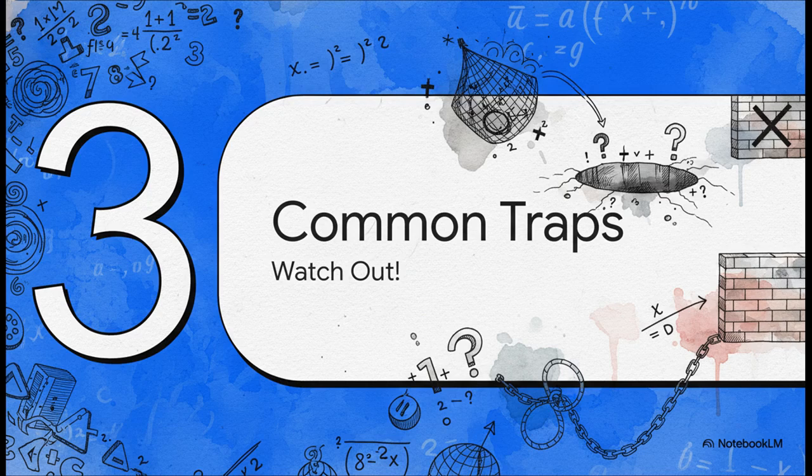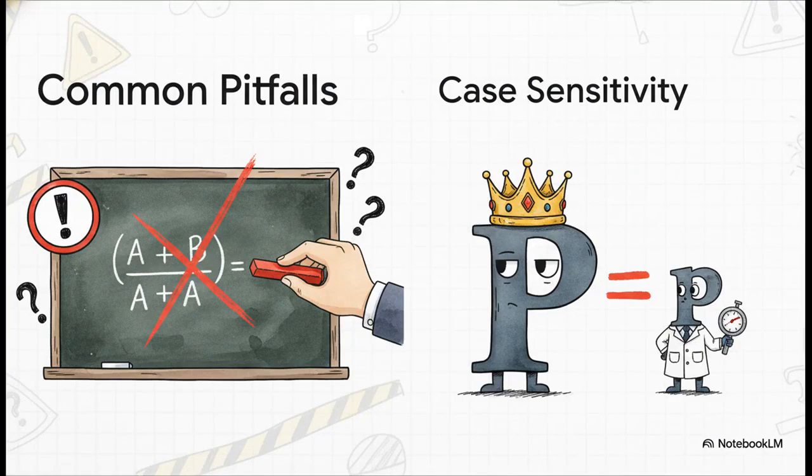Okay, now that you've got the basic moves down, we need to talk about a couple of common traps that people fall into all the time. But knowing what they are, well, that's half the battle. There are two big ones to keep an eye on. First is something called bad cancellation, and we'll look at that in just a second. The second is case sensitivity. In math and science, the case of a letter really matters. A capital P for perimeter is a totally different thing than a lowercase p, which could stand for pressure. So you've got to be precise.